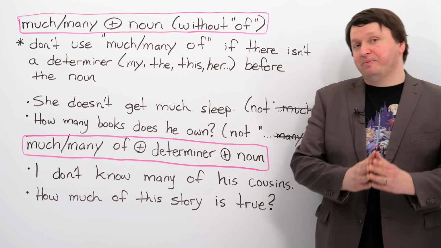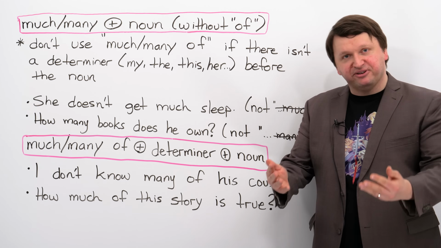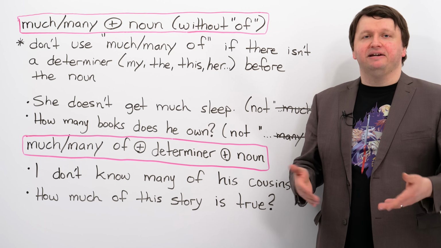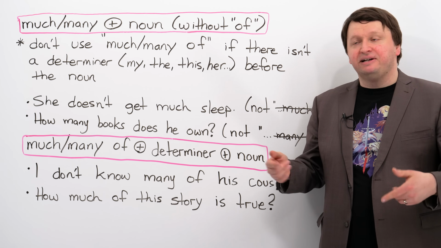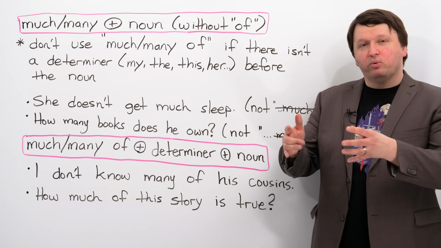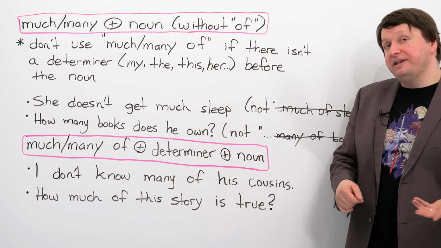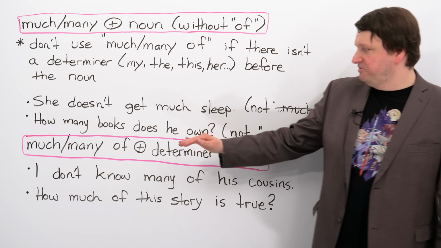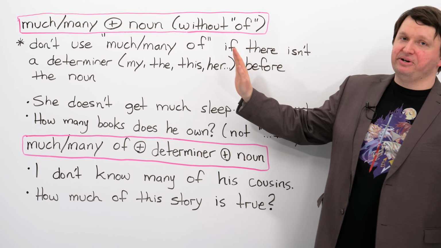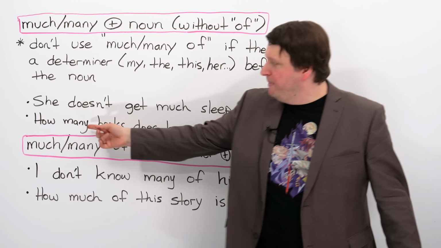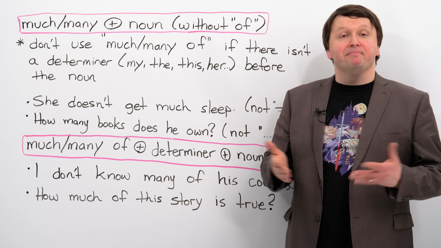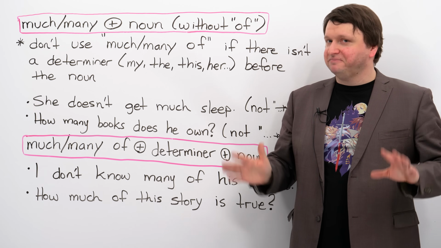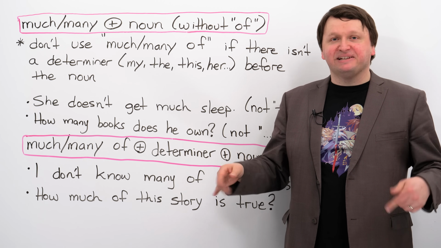Okay? So remember, only use much of or many of if there is a determiner, a word like the, my, his, her, Jack's, Elaine's, a word that points to the noun before the noun. If there is no determiner, don't use of, okay? Just keep it much or many plus noun, right? Much sleep, many books, okay? Much patience, many tables, many chairs, much knowledge. So far, so good? All right, let's continue.